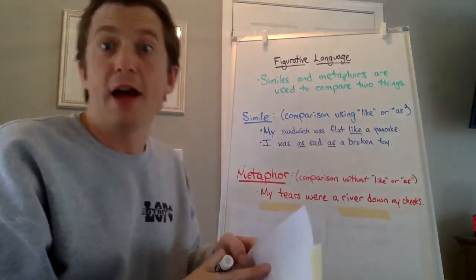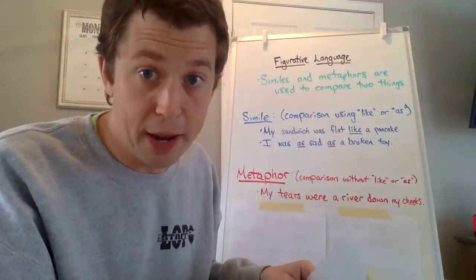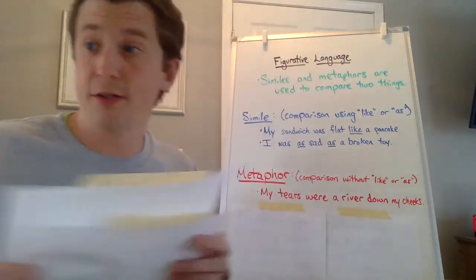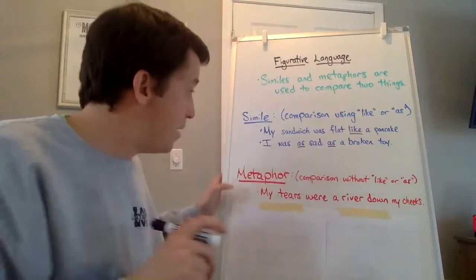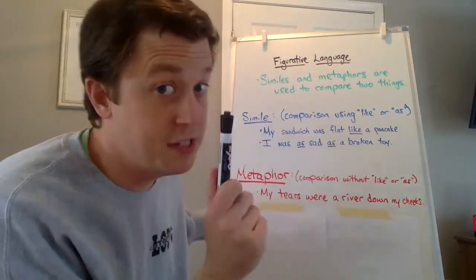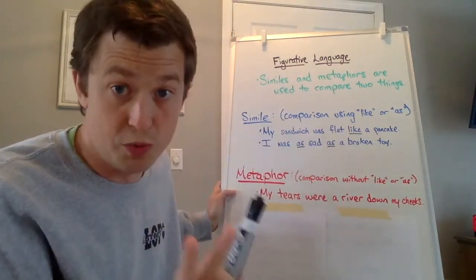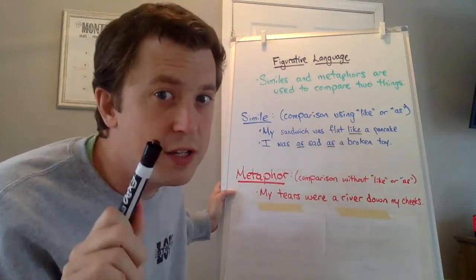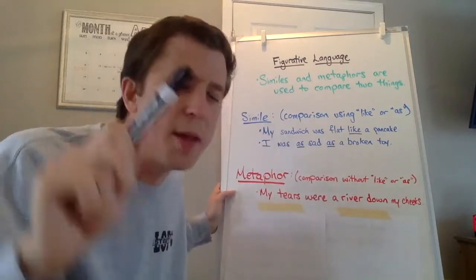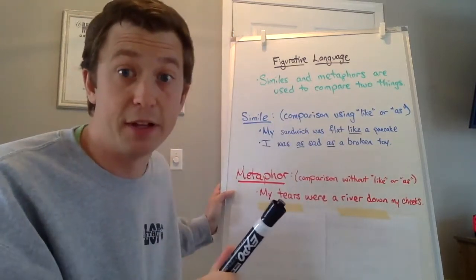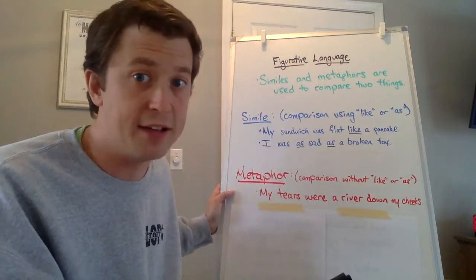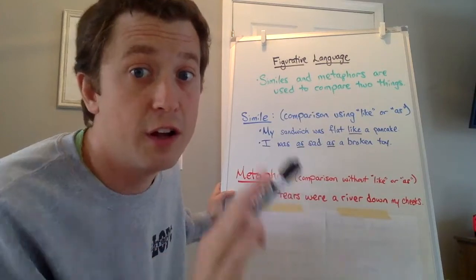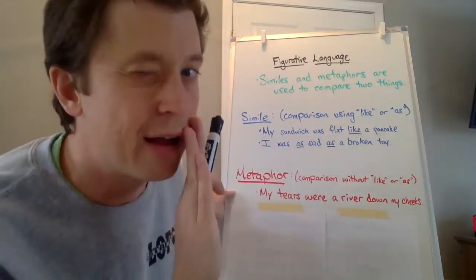A metaphor, again, also a comparison. Everything we're doing today, comparisons. So, a metaphor is a comparison, but this one is different because it doesn't use the words like or as in the sentence. So you know automatically if it's a simile because it has like or as. If you're not sure, look for those words. Those are secret words. Okay?